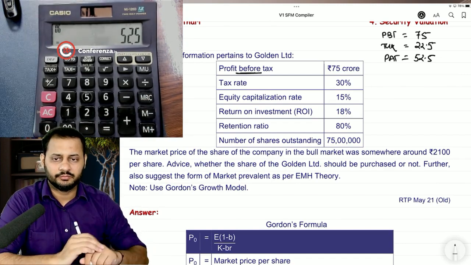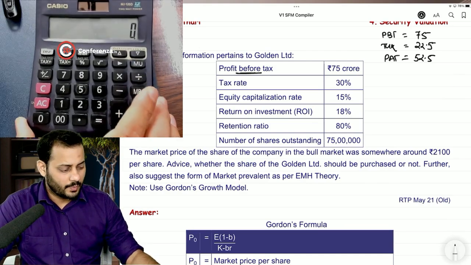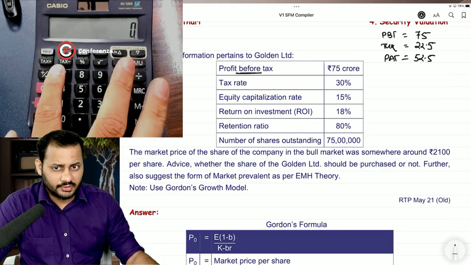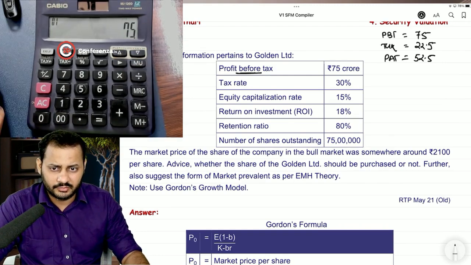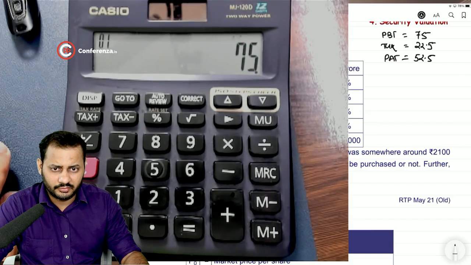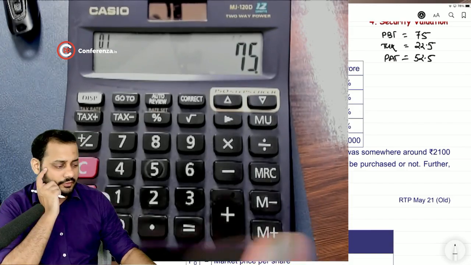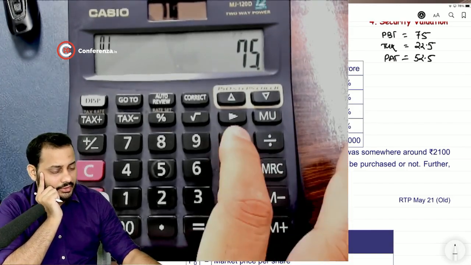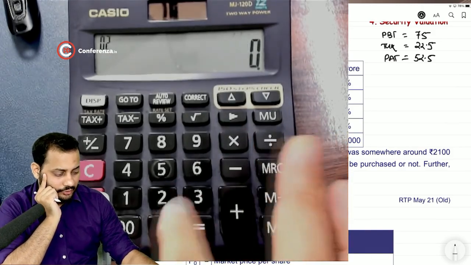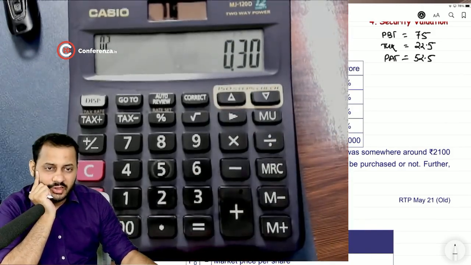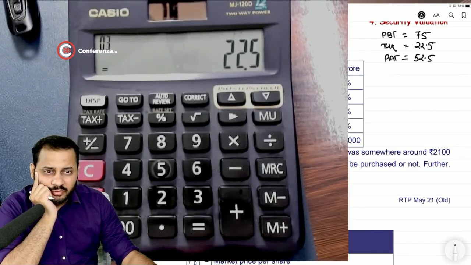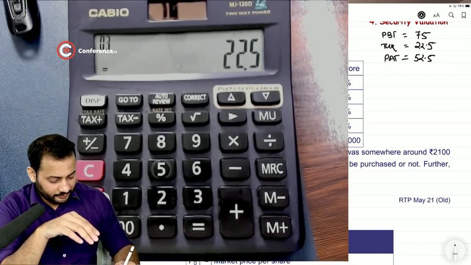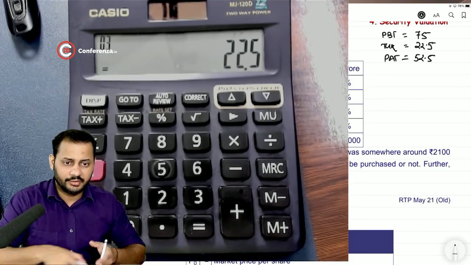Have a look. What did I do? First, I took 75. I hope it is very visible and clear to you, or else I will do this. Okay. So first I took 75, then I pressed multiplied by 0.30. That means I had to calculate the tax, and then I pressed equals to, 22.5. The moment I pressed equals to, I wrote it.